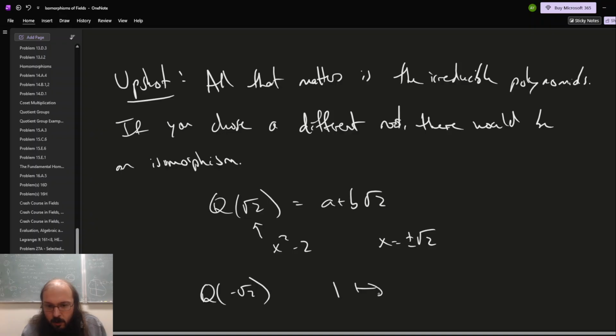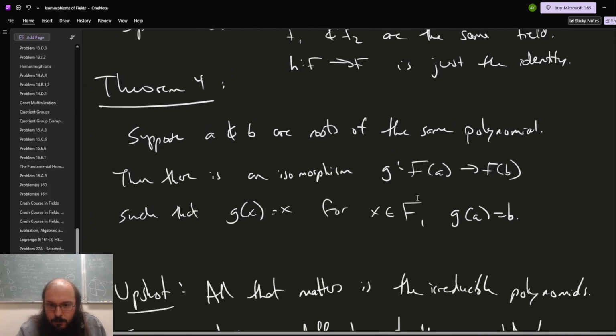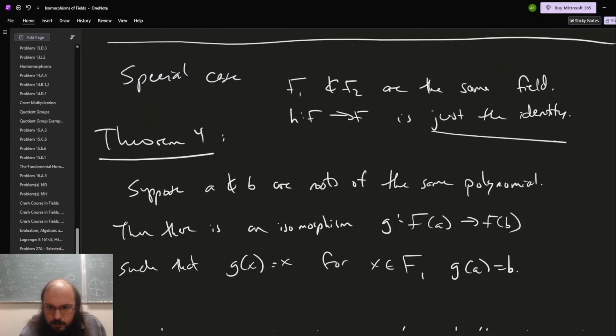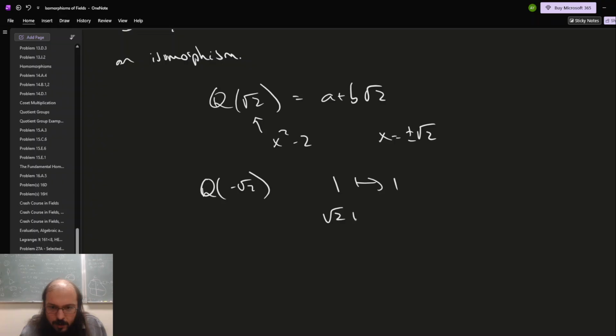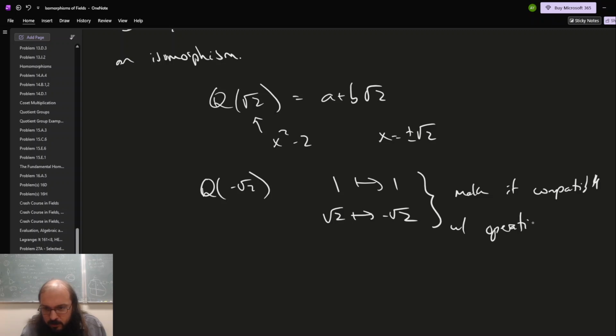And how would that isomorphism go? It's the identity along the base field, right? So along the original Q, it sends 1 to 1. And then we just send square root of 2 to minus square root of 2 and make it compatible with addition and multiplication. I'll just say with the operations. And when you do that, there's no calculation that you can perform in this field that could ever do anything meaningfully different from this field. In a sense, they're simply mirror images of each other. And that's all there is to it.